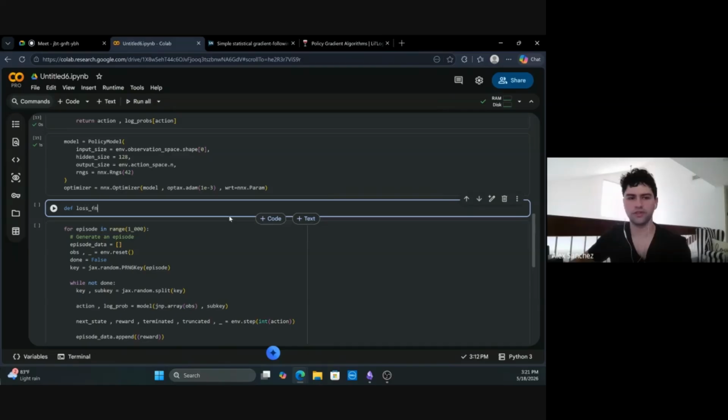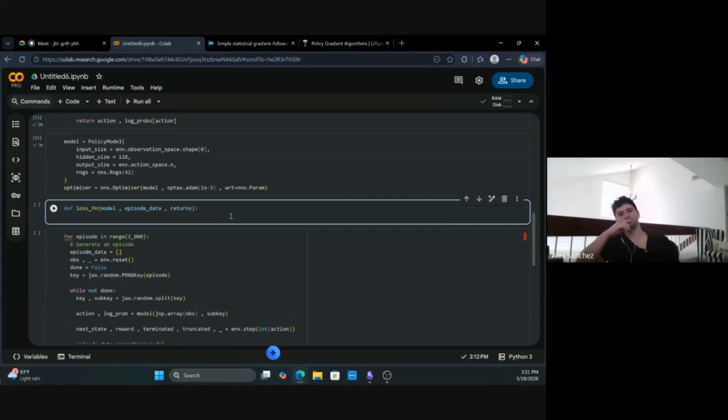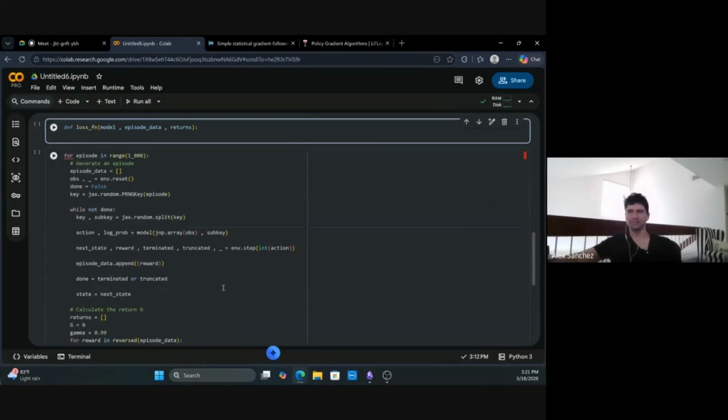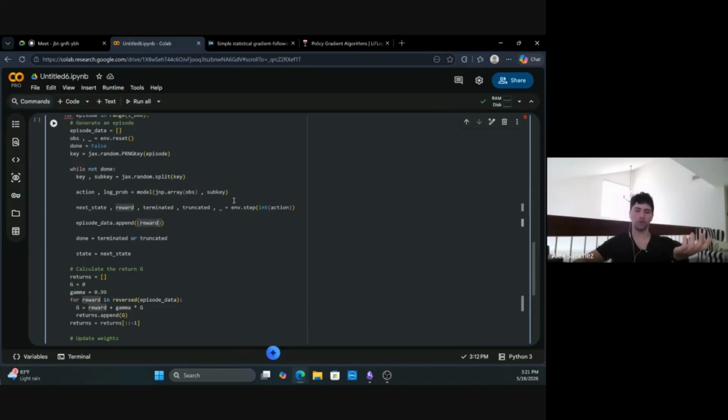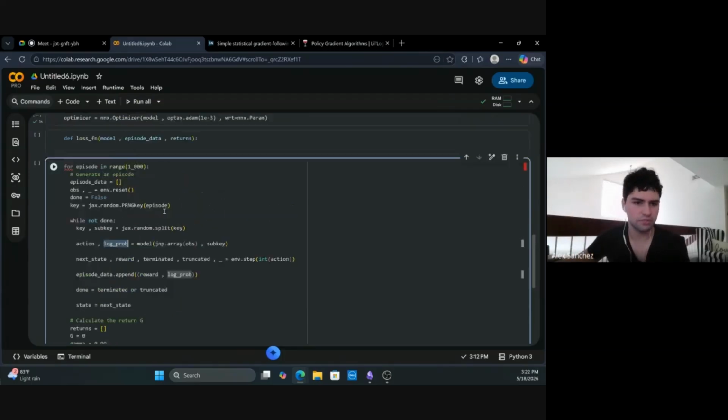Def loss function, right? So let's take our model, our episode data, and our returns. And now here we're actually going to have to add a little bit more to the episode data, because we want our reward, obviously. But let's make it a tuple, right? Let's get our reward, and let's also get the log probability that we displayed here.